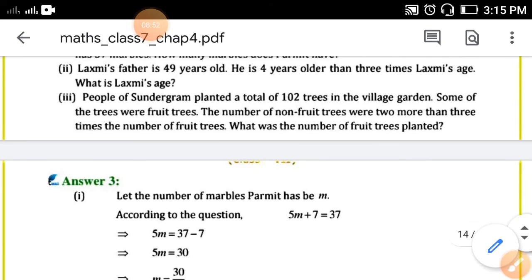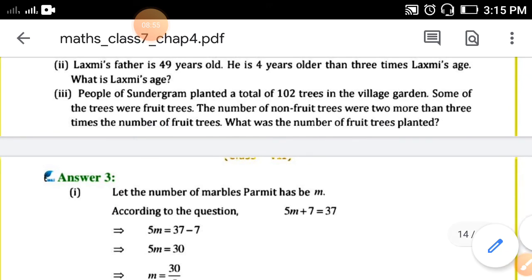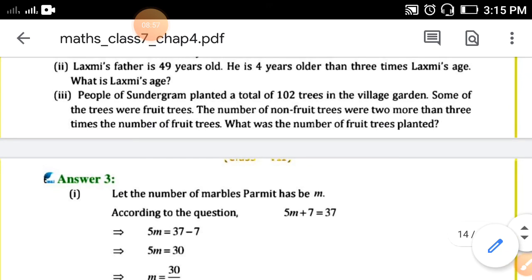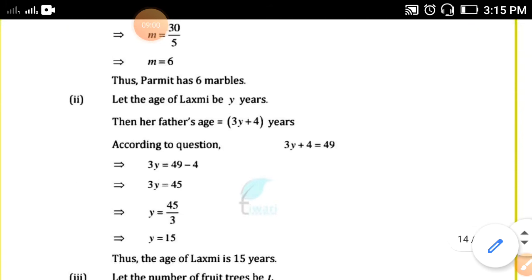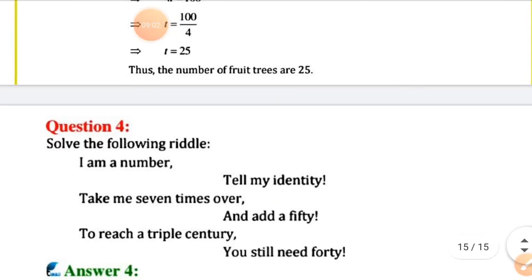Last example, that is homework. Try yourself. If any question, then you can ask me. Okay.